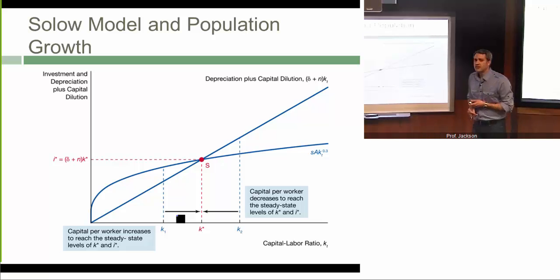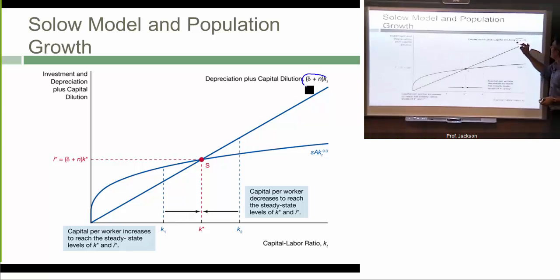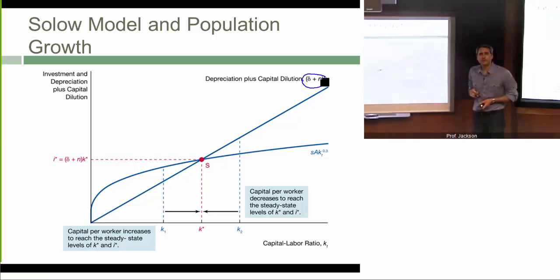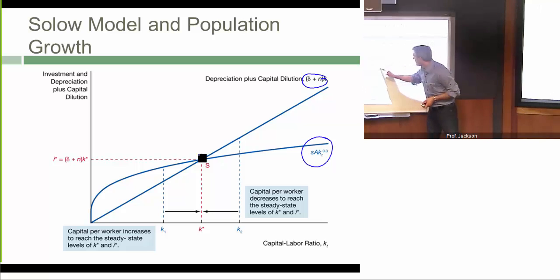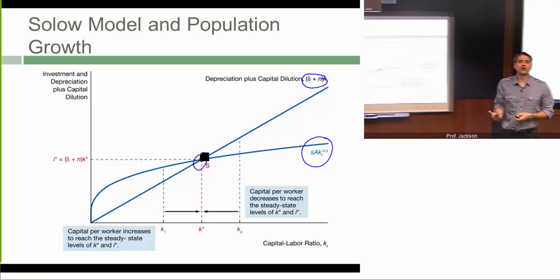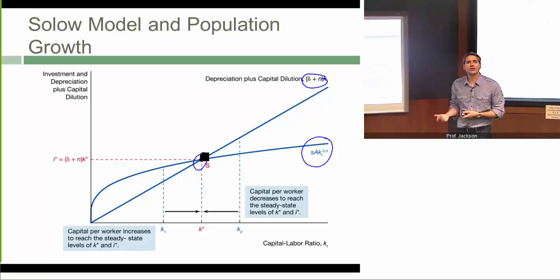And so just like in the basic model, we have this depreciation and capital dilution factor, which is just a linear function of capital. And so where that line crosses our investment function, that's going to represent the steady state. So if we add in population growth, it's really not much of a difference in terms of how we interpret and understand the basic Solow model, but it allows us to extend some of our knowledge and results in terms of the implications for the standard of living.